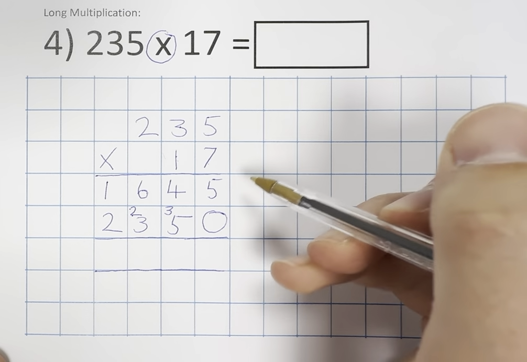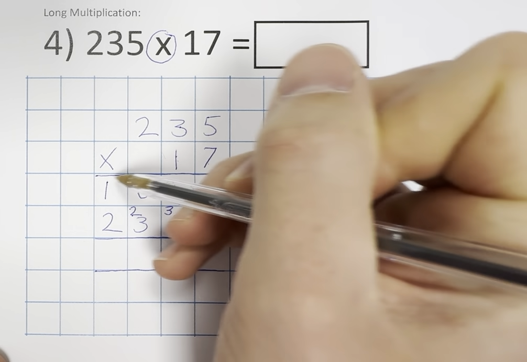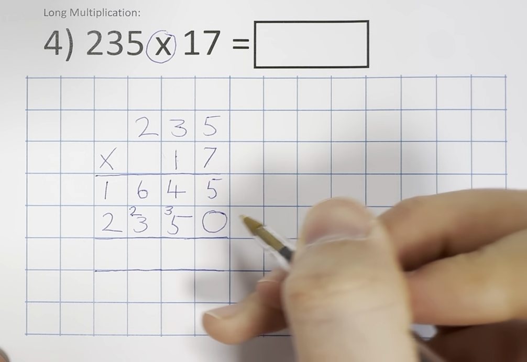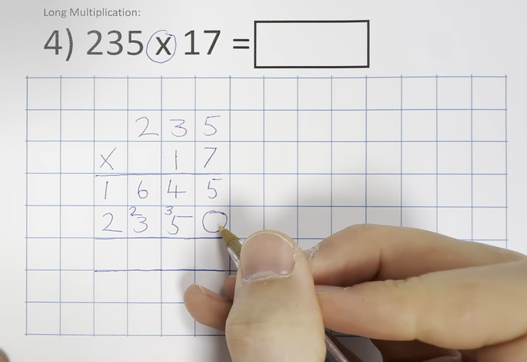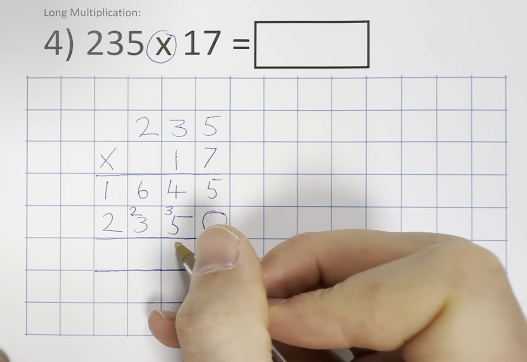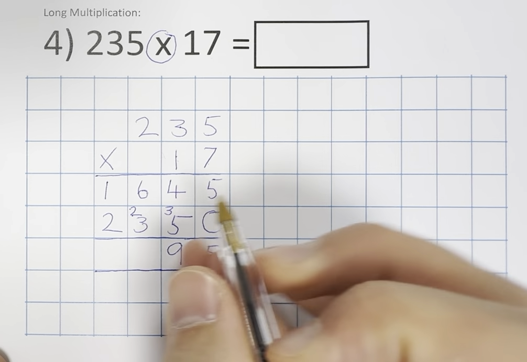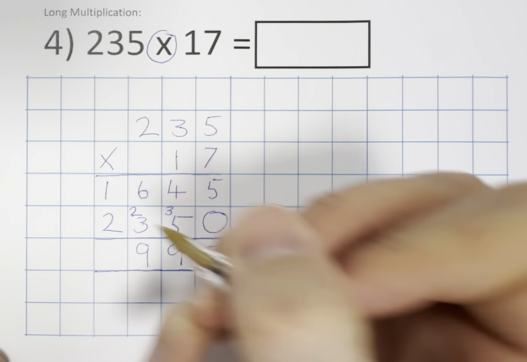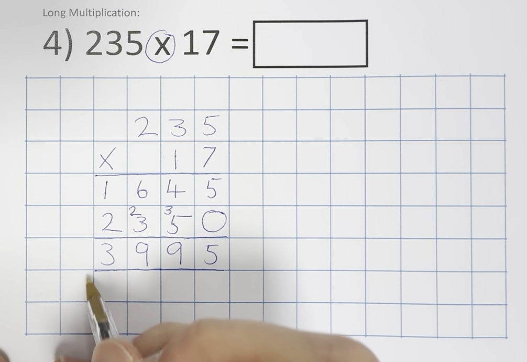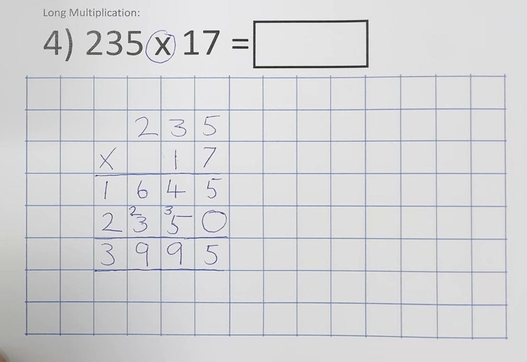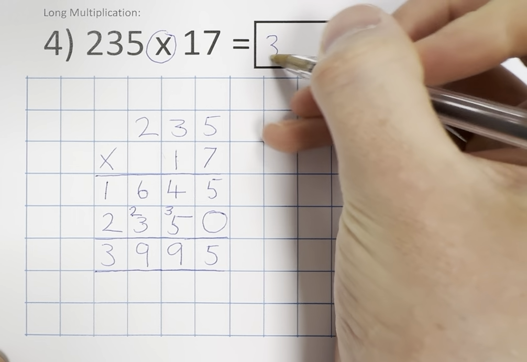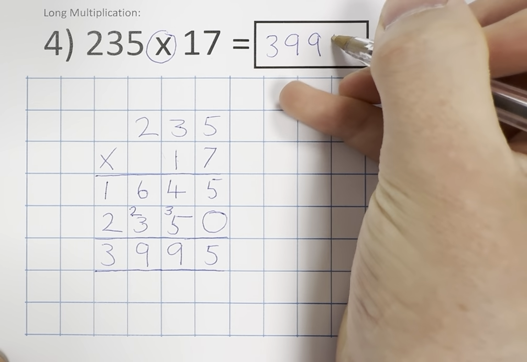Now we have worked out what this factor times the 7 and this factor times the 10 is. We are going to add those two together, starting with the smallest column. 5 and 0 equals 5. 4 and 5 equals 9. 6 and 3 equals 9, 1 and 2 equals 3. If we had any exchanges, we would have just put them underneath as usual. So 235 times 17 equals 3,995.